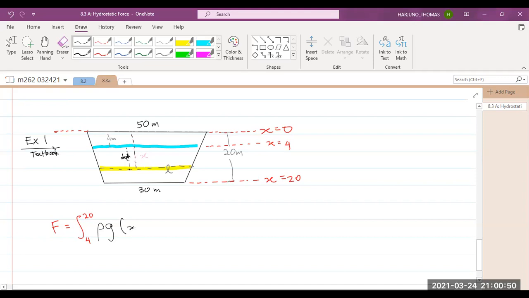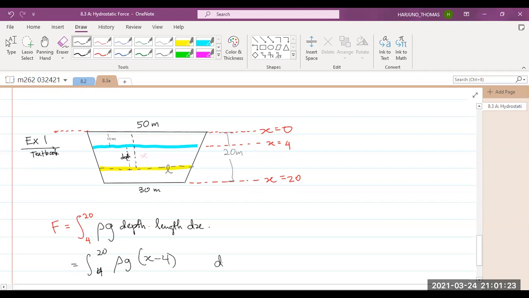That will be x minus 4. Let me write it down. So this is the depth times the length, right? Not the depth in terms of x, but the depth from the surface of the water. This is the integral from 4 to 20 of rho g (x minus 4).